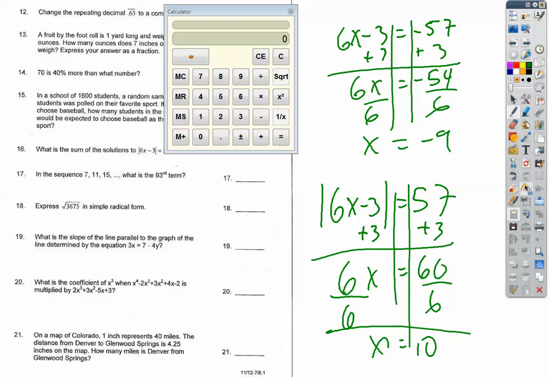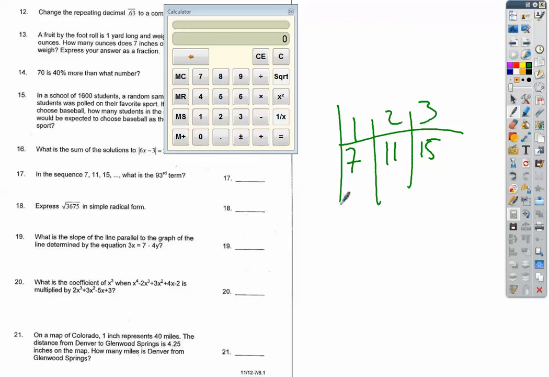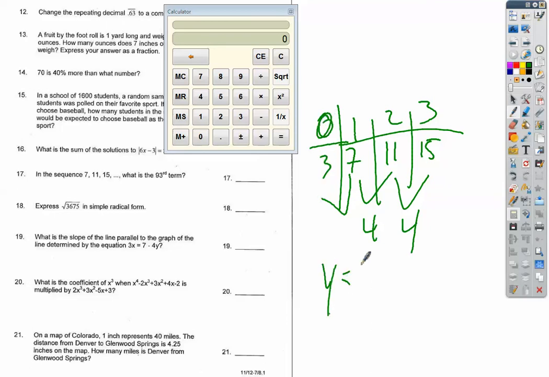I'm not going to write that out. All right, next question. In the sequence, we have 7, 11, 15. So here's our first term, second term, third term. We know that this is a linear relationship with a slope of 4. So working backwards to find my y-intercept, I know this is 3. So my equation is y equals 4x plus 3.